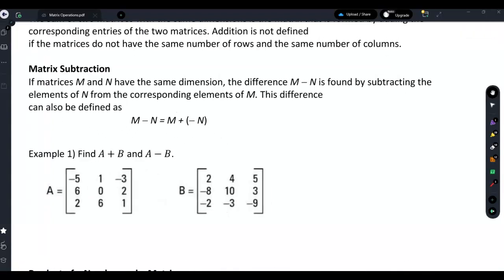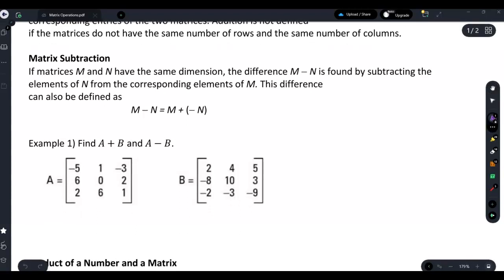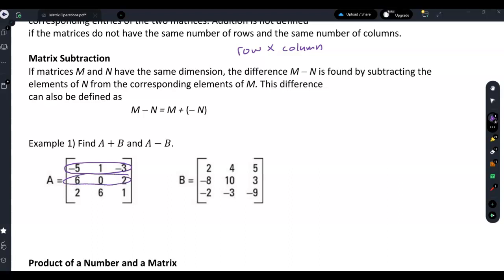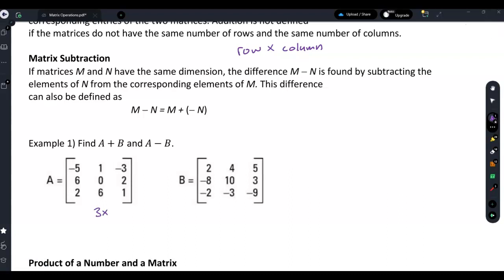In order to add or subtract matrices, they have to have the exact same dimensions. So remember that the dimensions of a matrix are given in terms of row by column. Rows go horizontally and columns go vertically. So in this matrix A, I can see that there are 1, 2, 3 rows. And there are 1, 2, 3 columns. So this is a 3 by 3 matrix.